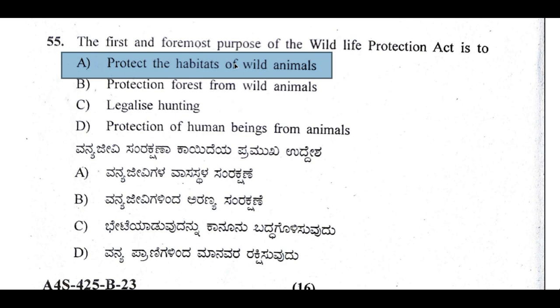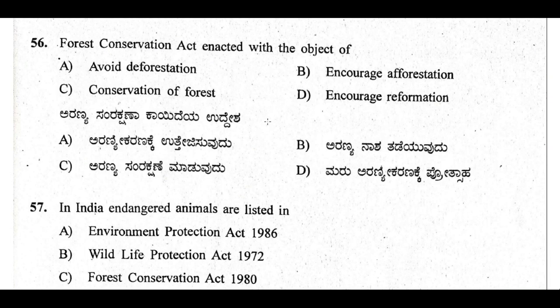Question number 56. Forest Conservation Act enacted with the object of option A, avoid deforestation, option B, encourage afforestation, option C, conservation of forest, or is it D, encourage the reformation? Again, this Forest Conservation Act came into force in 1980. It is an act by Parliament of India which ensures the conservation of forest and its resources. It was enacted by the Parliament of India in order to control the ongoing deforestation of the forest of India.